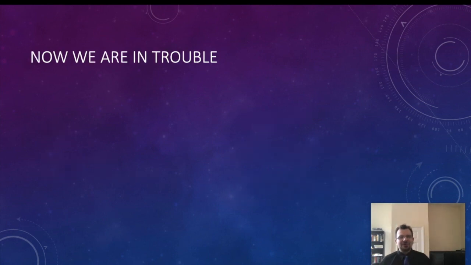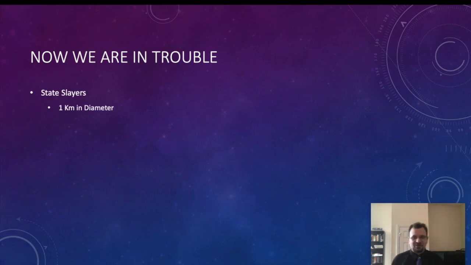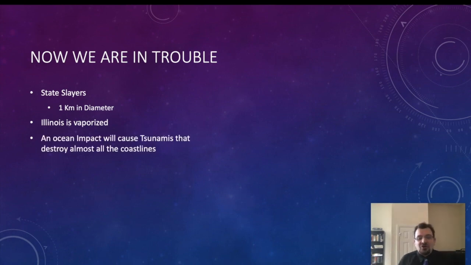So now let's go bigger. Now we're in serious trouble. The state slayers. These are about 1 kilometer in diameter. Something this big would be enough to vaporize the entire state of Illinois or Florida or anything else of similar size. An ocean impact here will cause tsunamis that destroy almost all of the world's coastlines, some of them several times over, as that giant wave goes around the earth, rebounds, reflects, comes back, and it's going to be a really, really bad day.